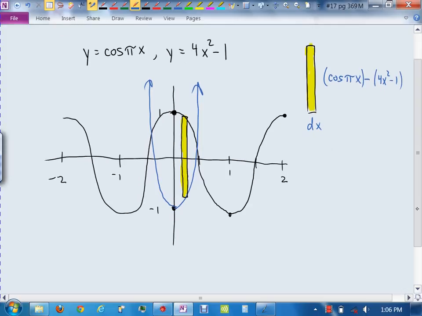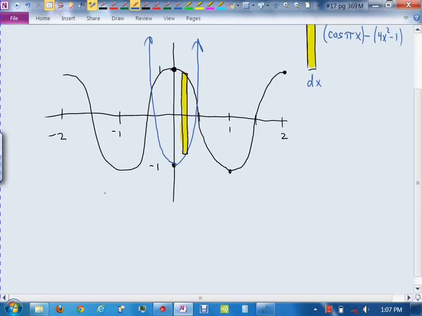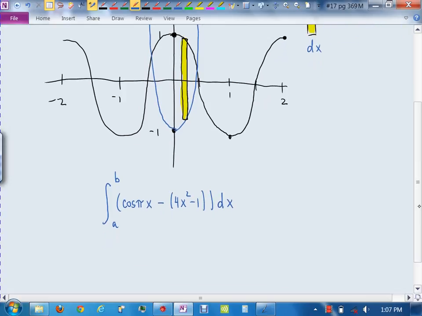So the integral will be the integral from a to b, which I still have to determine, right? Of cosine pi x minus 4x squared minus 1 dx. So we need a and b, don't we? We need to know where these two intersect.